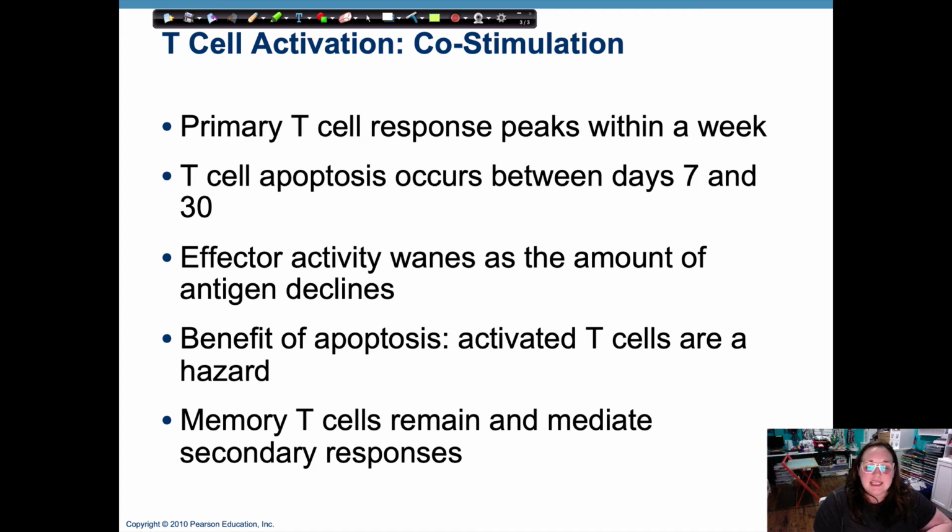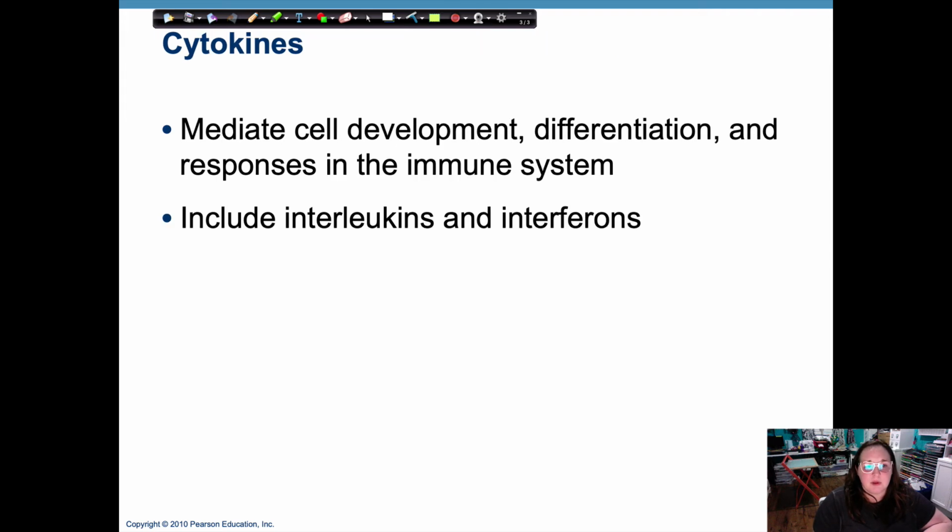Now, some of these T cells, remember I said, become memory T cells. These guys are going to remain forever. They're not going around destroying. They're not going around activating other cells. The memory T cells hang around inactive until you get a secondary immune response.